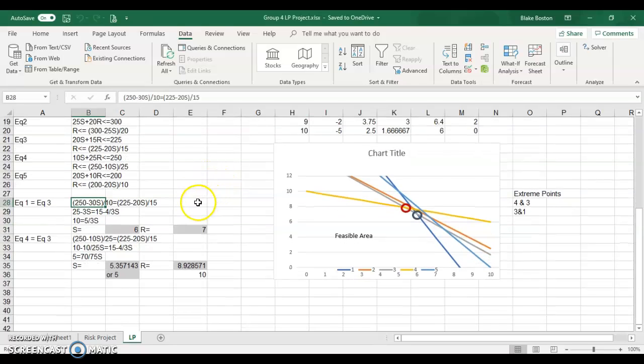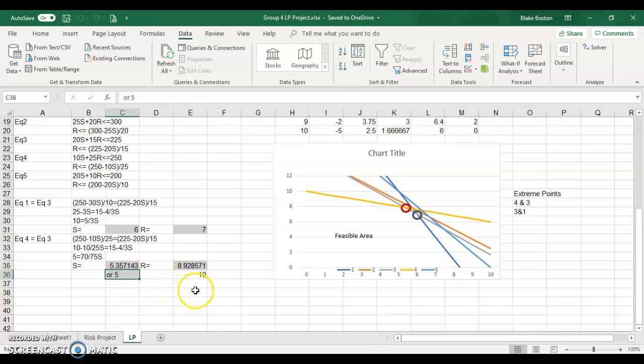Now, when we solved for both of those, after a little bit of algebra, we found that our S, when we set equation 1 and equation 3 equal to each other, was 6. And after plugging back into equation 1, we found our R equaled 7. Now on the flip side, when we set equation 4 and equation 3 equal to each other, we found about 5.36 to be our S, and after plugging in, about 8.9 to be our R.